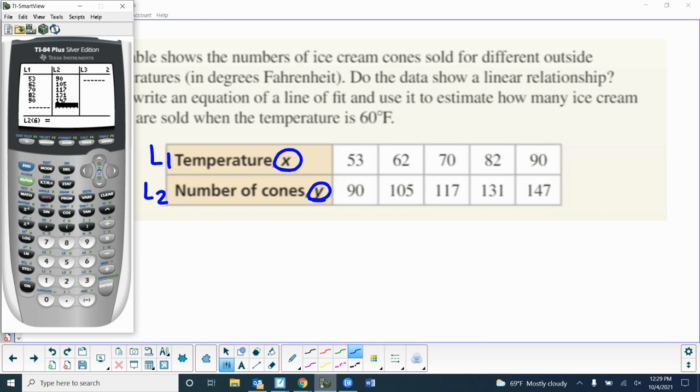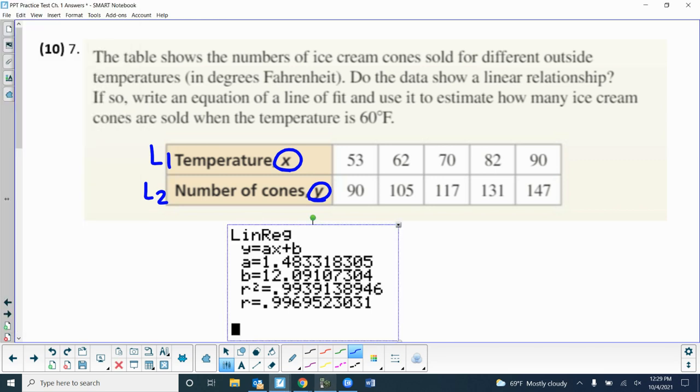So how do I get to that equation? Stat. Then what? Calc, number 4. And then hit enter. So my R value is 0.99, close to +1, right? Very. So what's my first answer? Yes or no? Yes. It does show a linear relationship.